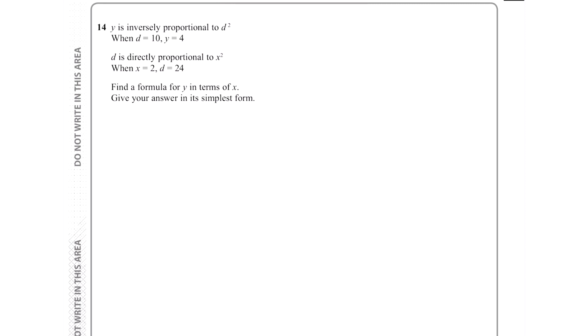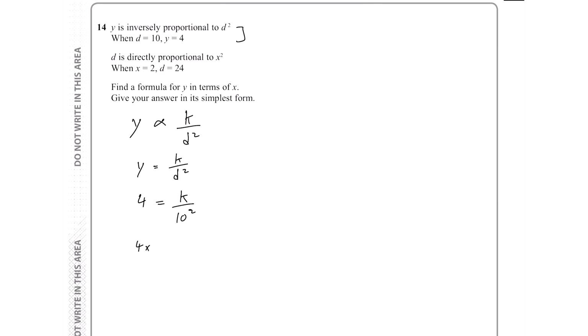So let's work top to bottom. Let's focus on this bit first. That's saying that y is inversely proportional to d squared. So that's going to be k over d squared, where k is the constant of proportionality. So that can now be written as y is equal to k over d squared. Now it's told us when d is 10, y is 4. Let's substitute that in. So y is 4, d is 10. So what is k going to be?